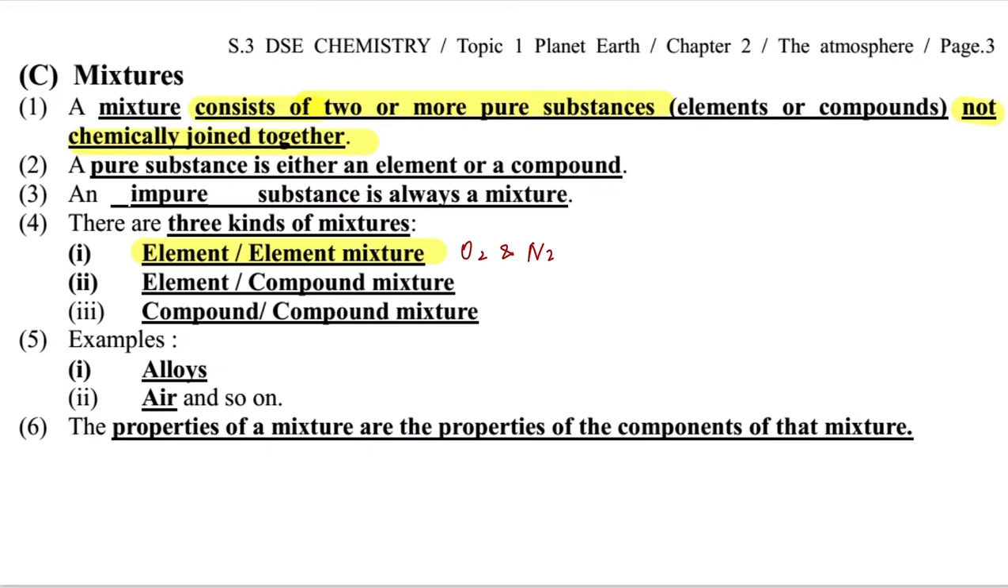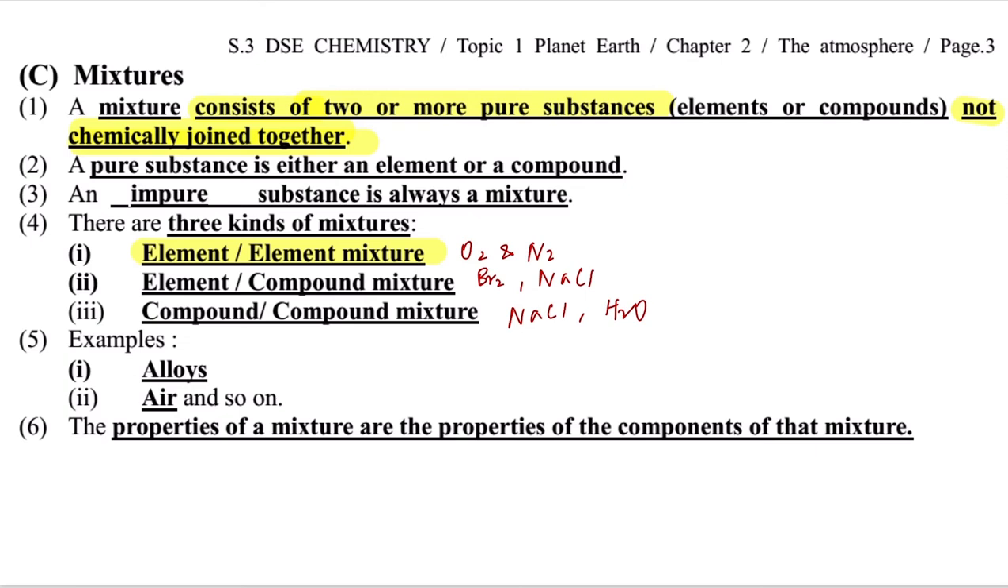Two, element compound mixture. For example, we have bromine mixed with sodium chloride, so it is an element compound mixture. And then compound and compound mixture, for example, sodium chloride mixed with water. Okay, so they are just mixed together without being chemically joined together. They are just mixed, without forming bonds, etc.